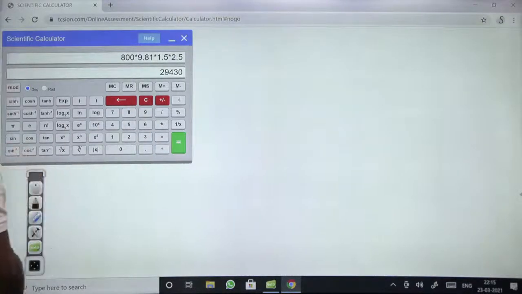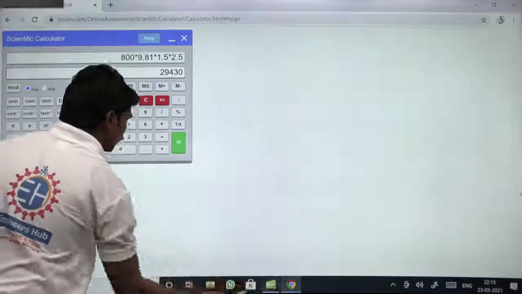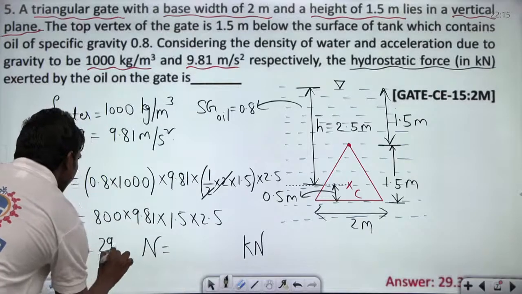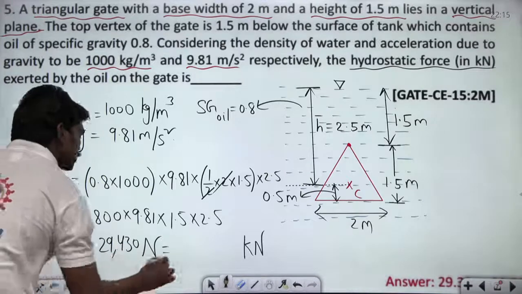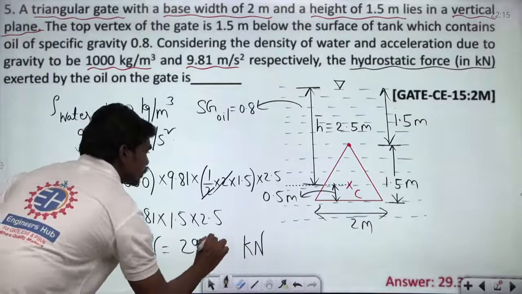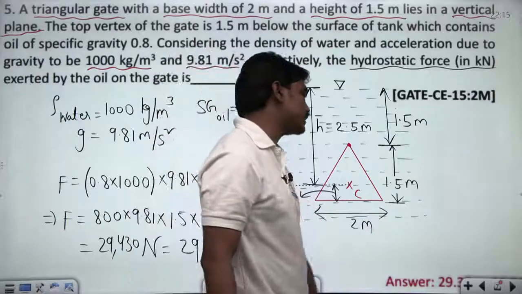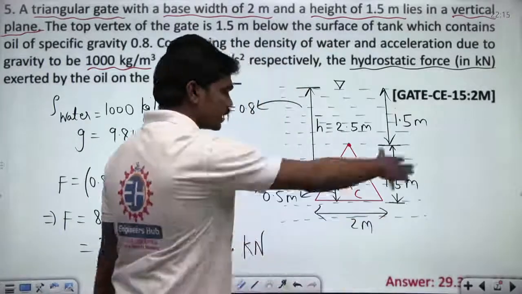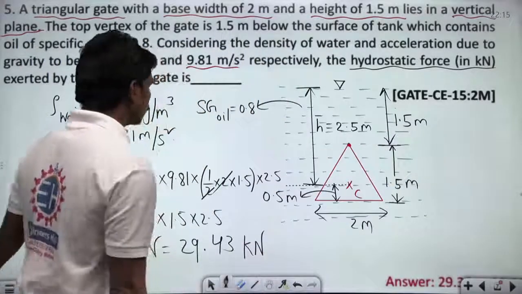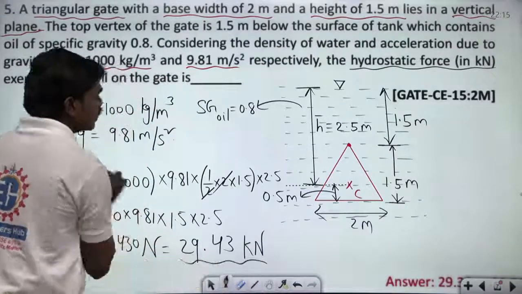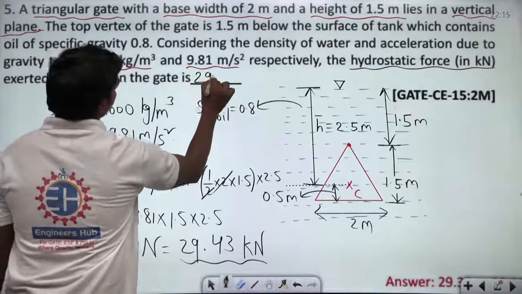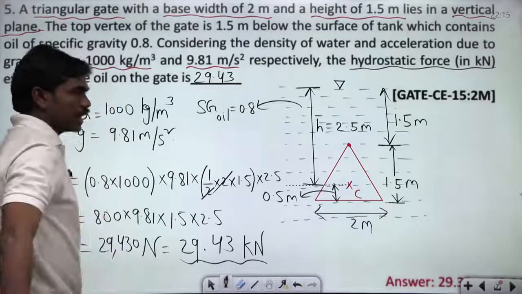Okay, so this is the value 29,430. So if this is 29,430, then definitely in kilonewtons this is 29.43 kilonewtons. You can see here even the official answer in the GATE exam was given as 29.392 something, 29.47 something. So 29.43 kilonewtons is the correct answer in this case.